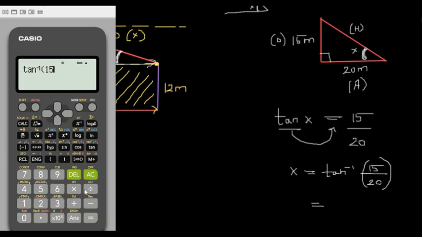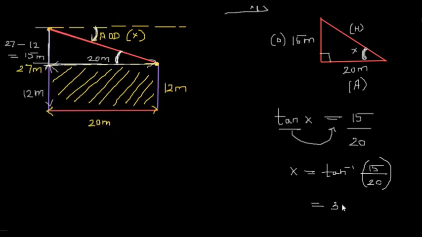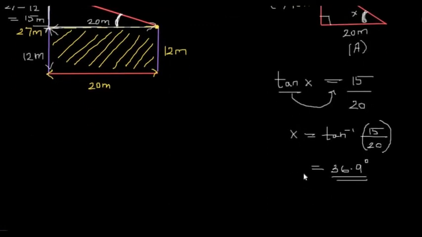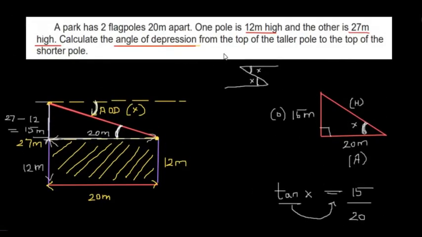Put 15 divided by 20. That is 36.86, or you can just round it off as 36.9 degrees. So this is the angle of elevation. But we know that since it is forming a Z angle over here, or an alternating angle, this will also be equal to the angle of depression. So angle of depression x equals 36.9 degrees. This is the answer for this question.